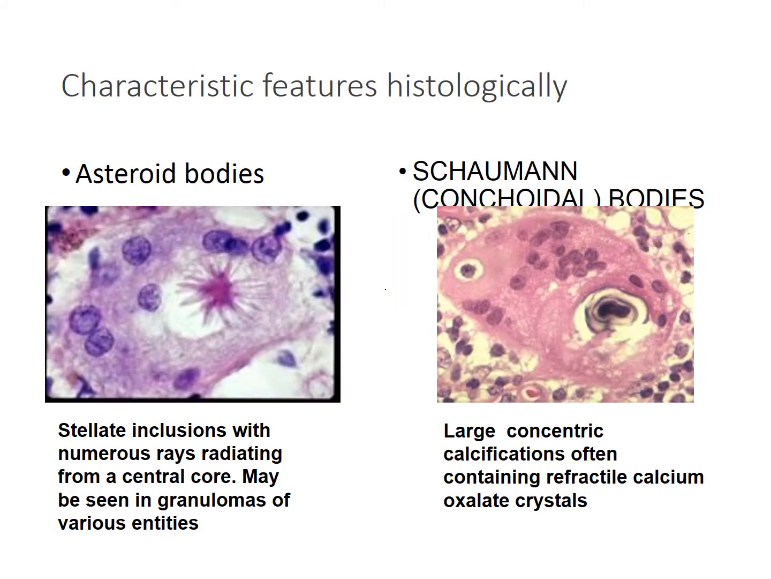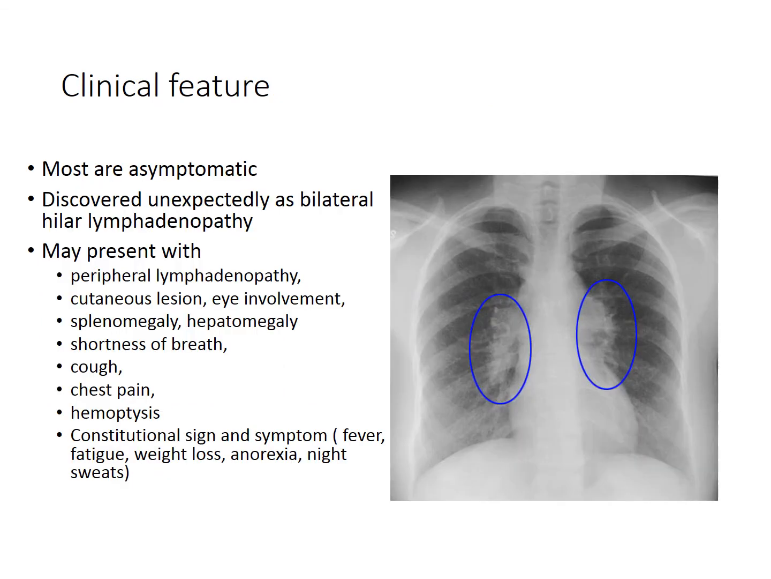This is just to show what asteroid bodies and Schaumann bodies look like. Most sarcoidosis cases are asymptomatic and discovered unexpectedly on X-ray. The X-ray picture shown shows bilateral hilar lymphadenopathy. It can involve almost any other tissues. Other presentations include skin nodular lesions containing non-caseating granuloma, eye involvement as uveitis, splenomegaly, hepatomegaly, and others.